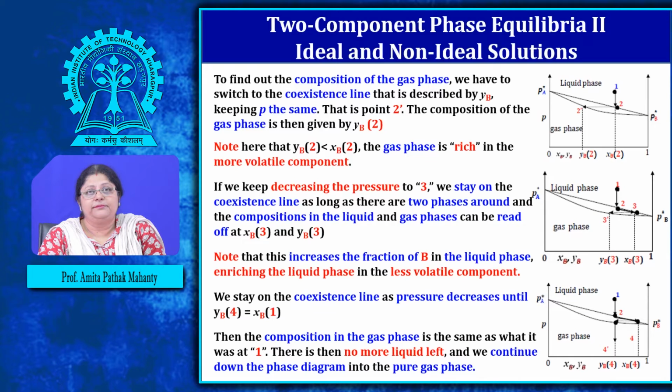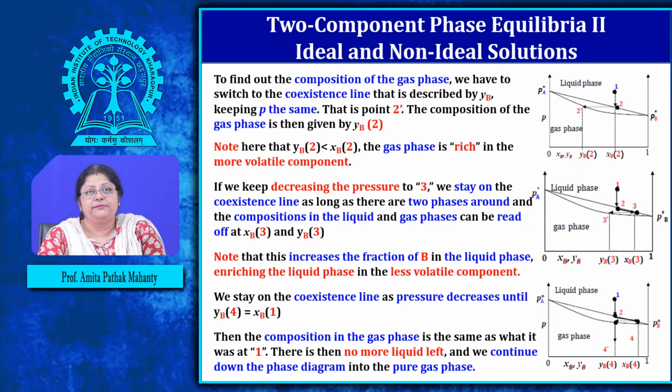So this is what I was talking about. I had initially only the liquid state, all in the liquid state. Now I have dropped the pressure to reach the coexisting line, hitting at point 2, and corresponding to that point 2, at the same pressure, I have hit the dew line, and wherever I hit the dew line, I read the mole fraction of the component B in the vapor phase.